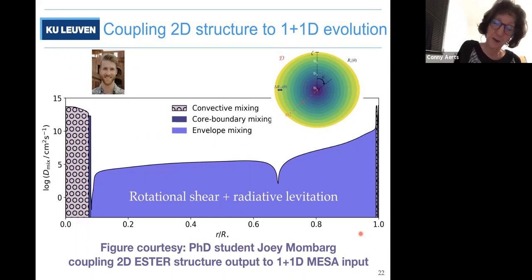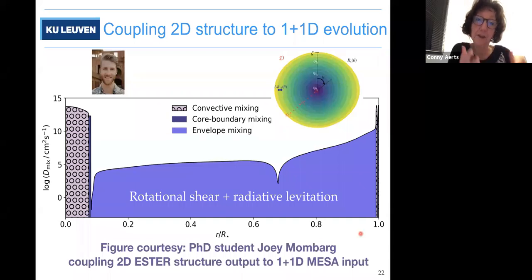Now, what we have also learned in the gravito-inertial asteroseismology of F-type stars, because Joey, my student here, is working on F-type stars, is that these stars also have atomic diffusion. And you might think it's not so important, but it is. It is equally important as the rotation.